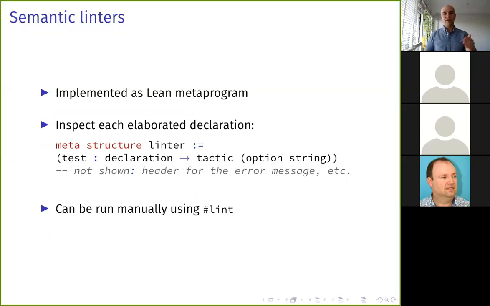So a linter here is then just a function in the tactic monad which takes a declaration and gives back either an error message or nothing, so an option of a string. And being in a tactic monad means that it can access all the same things that a tactic can access. It can infer the types of terms, it can look up declarations in the environments, it can invoke more complicated tactics like the simplifier. And so this is really a nice setup.